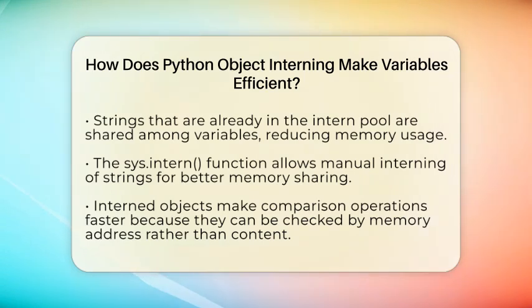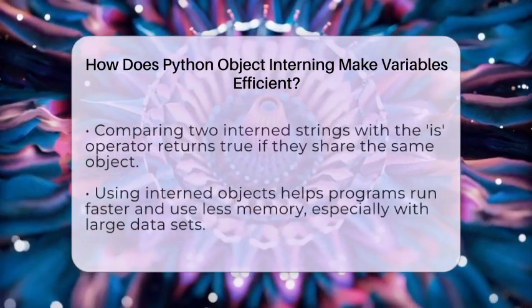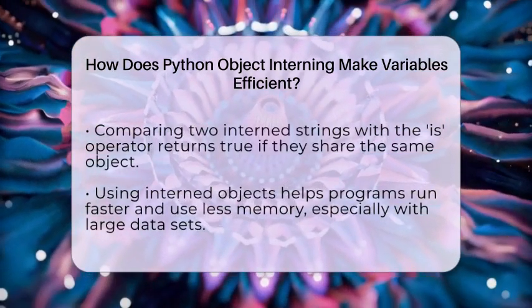Strings are another big part of interning. If you create a string that's already in the intern pool, Python just points to the existing string. This is especially useful when you have many repeated strings, like in dictionaries or text processing. Python also provides a function called sys.intern that lets you manually intern strings. This is handy when you want to make sure many identical strings share the same memory.